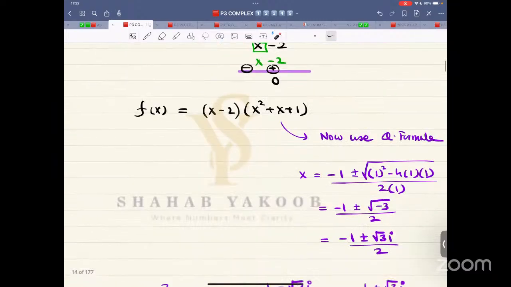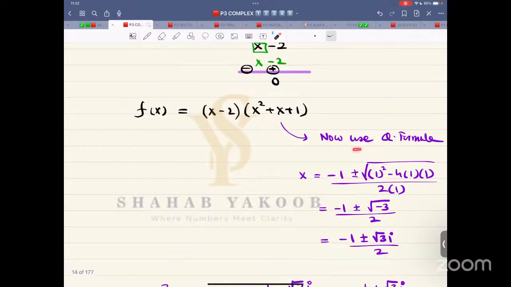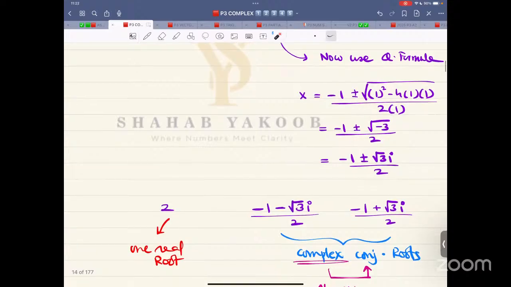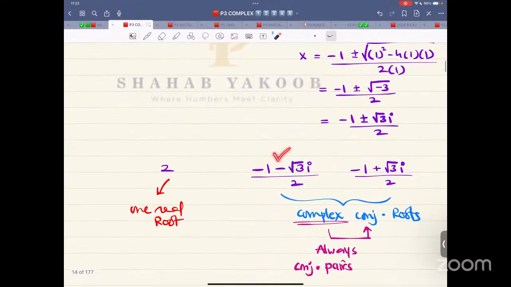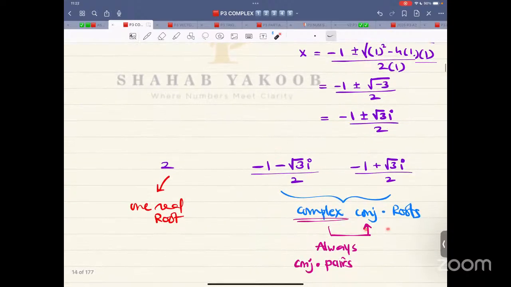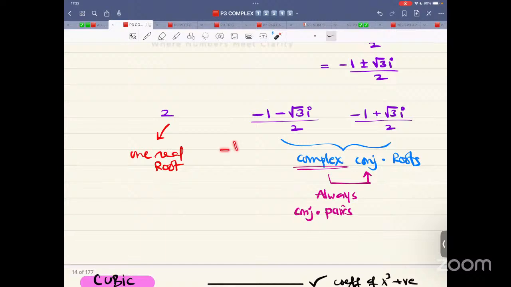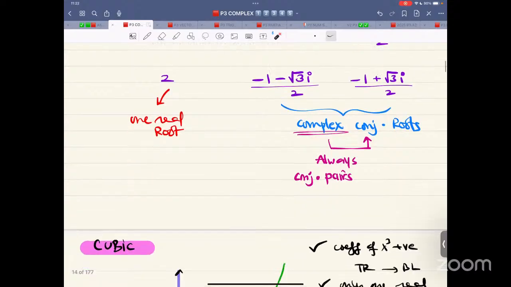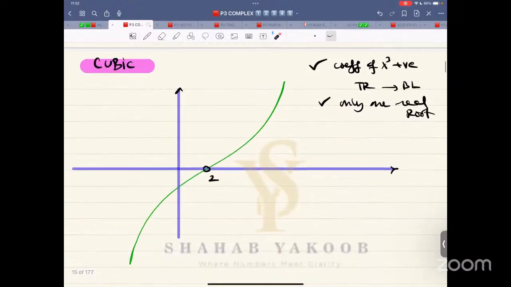So now this one, when we apply the quadratic formula, first of all, the square root has a negative sign. That is why it is a complex root. So definitely it is not factorizable. Now we get this answer. We get two answers. They are complex conjugates of one another. This is minus half minus root 3 over 2 i. This is minus half plus root 3 over 2 i. So break it down: complex conjugate roots always. That's how the graph will look.